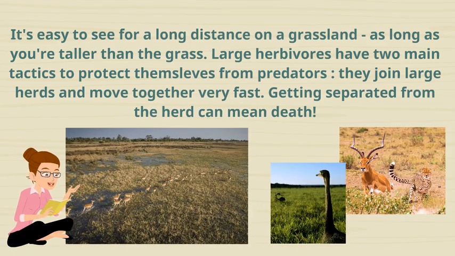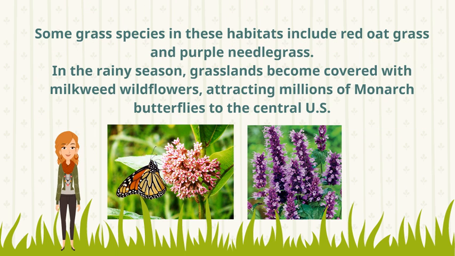It is easy to see for a long distance on a grassland, as long as you're taller than the grass. Large herbivores have two main tactics to protect themselves from predators. They join large herds and move together very fast. Getting separated from the herd can mean death. Some grass species in these habitats include red oak grass and purple needle grass. In the rainy season, grasslands become covered with milkweed wildflowers, attracting millions of monarch butterflies to the central U.S.